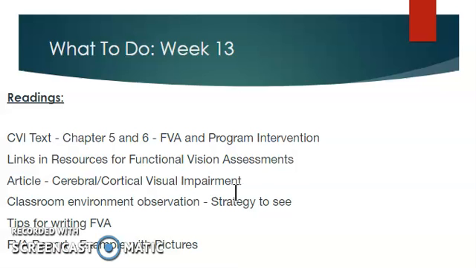Many of you would have already completed your readings on chapter 5 and 6. Make sure you really go through them. These are really important chapters. So go through the CVI text chapters 5 and 6, which have the FVA and the program intervention. And then there is a link for resources for functional vision assessment that will take you to the Perkins School for the Blind website. There are several links on that website.